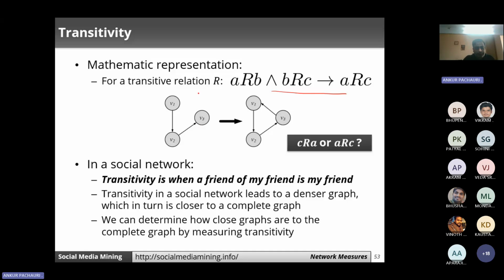Okay, fine. So if this is the case, now the question arises: if this is a directed graph, then what should be the direction? Whether the direction should be like this or the direction should be like this. That depends upon the scenario. What should be the direction of the new edge which has been recommended? So this can also be used as an edge prediction or link prediction mechanism.